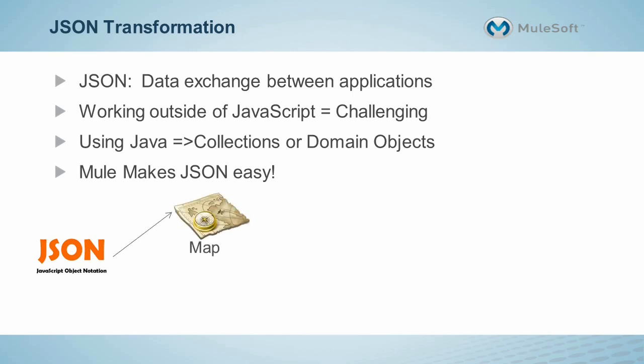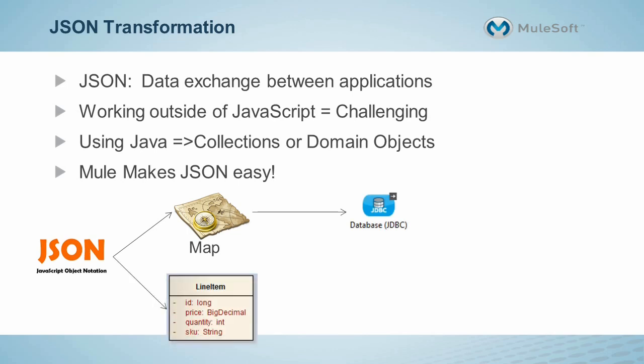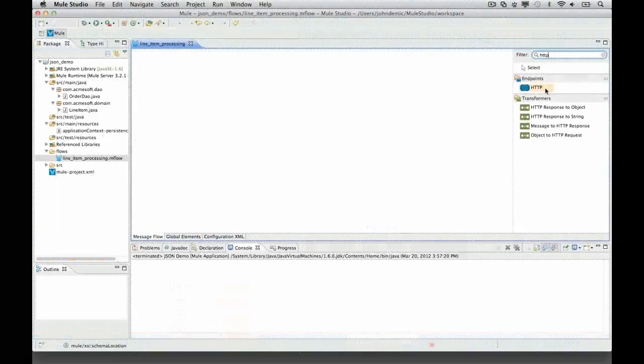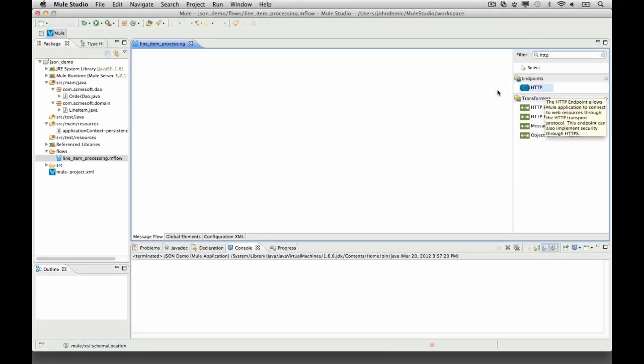The first flow will convert the JSON to an instance of a map. The second flow will convert the JSON to an instance of a domain object, which I'll persist with a Java component using Hibernate. I'll start by selecting an HTTP endpoint to create a flow.